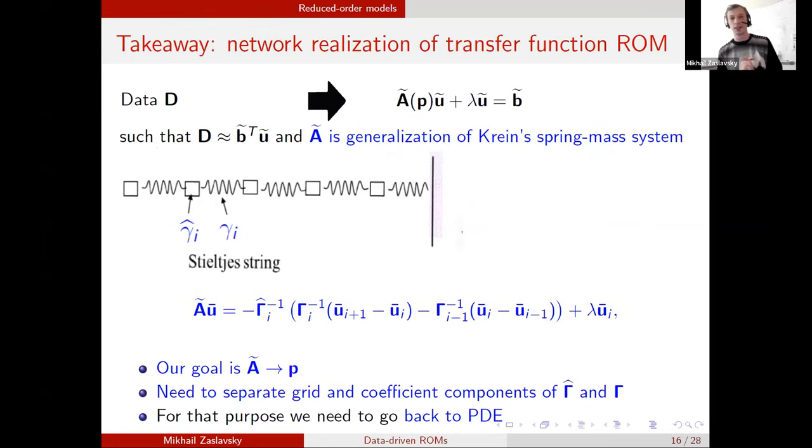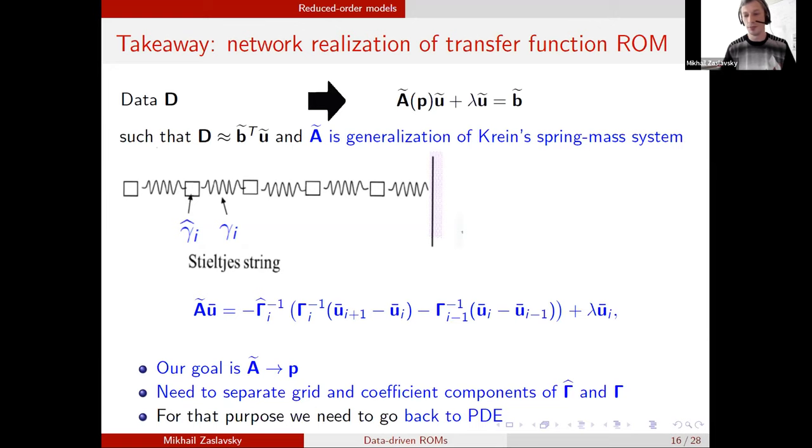So the takeaway here: directly from the data, we obtain a reduced order model of this form, where this matrix A tilde represents a sort of block mass and spring oscillator. So it already has sort of physical meaning, as I mentioned. And the final step is how to obtain our medium parameters, P, from these masses and springs here. So essentially, we need to separate the gridding part and the coefficient part in these gammas.